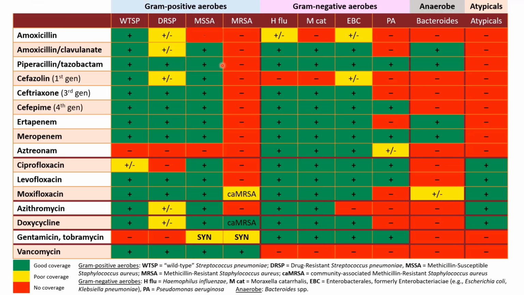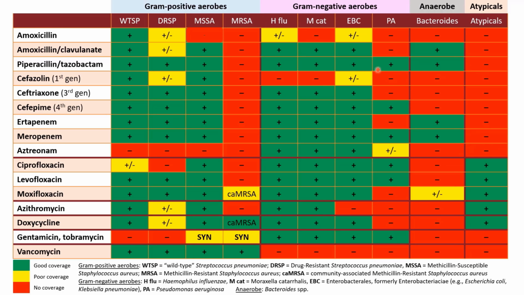For Staphylococcus aureus, of course, we need to distinguish between MSSA and MRSA, so it's important to know which one we need to cover, because you can see many beta-lactams cover MSSA but not MRSA. And then for gram-negatives, H. flu and Moraxella catarrhalis are two common ones, so it's important to see which ones cover these.